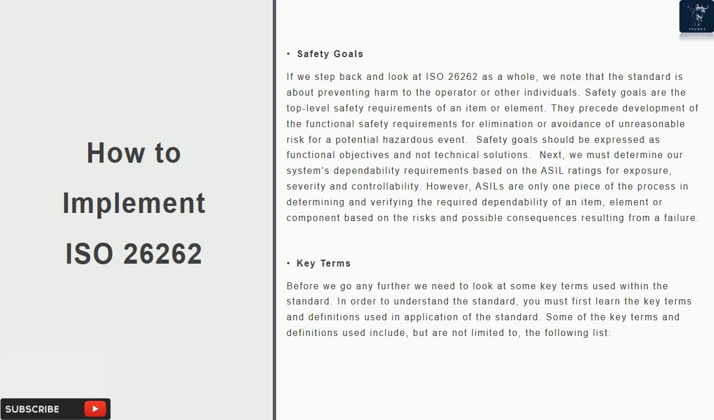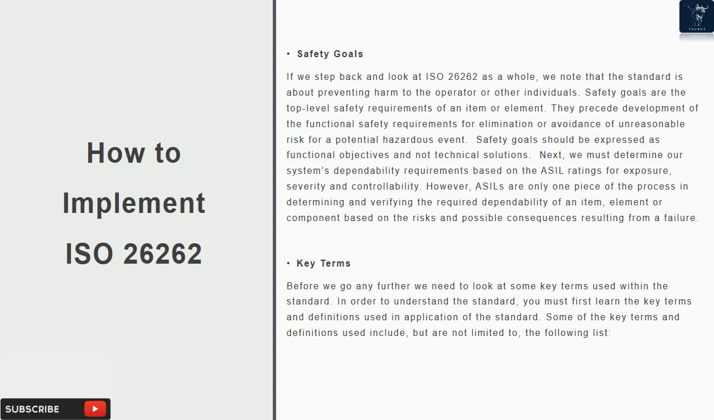Next, we must determine our system's dependability requirements based on the ASIL ratings for exposure, severity, and controllability. However, ASILs are only one piece of the process in determining and verifying the required dependability of an item, element, or component based on the risks and possible consequences resulting from a failure.